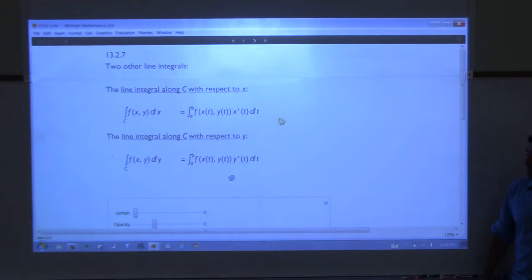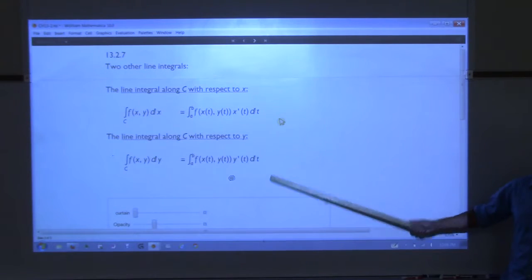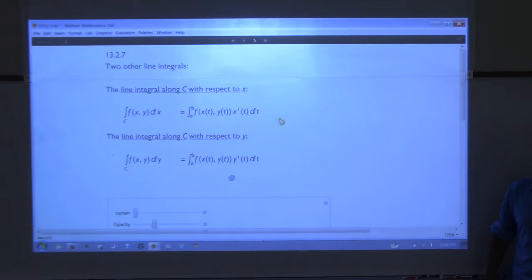Up until this semester, this is the first time I've ever done this, I've always just given students in the past these 2 formulas, but not given them any idea of what the difference is between these 2 and the original one, the arc length one. But I actually spent some time on Friday coding up a picture for you, so hopefully you'll like it.